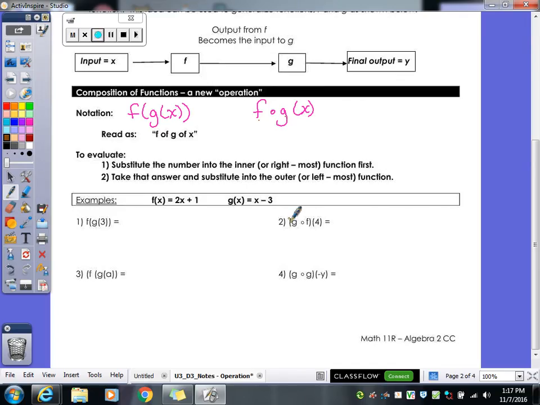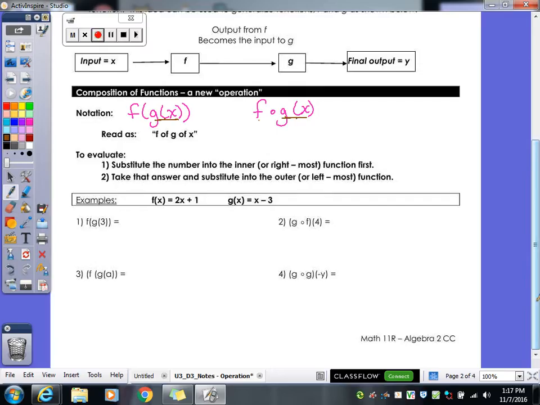So what happens with these is whatever value they tell you to plug in, you plug it into the middle function first, or the function that's closest to your x or your number that they're telling you to plug it into, and then you work your way out and you plug it into the other one. So for both of these examples, you would plug into the g function first, and then take that answer and plug it into the f function. You just go from the inside out. Let's try a couple of examples.